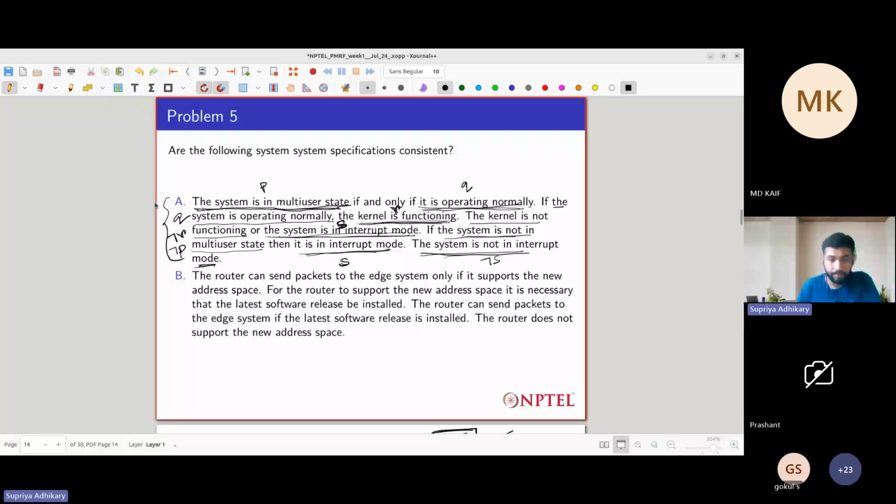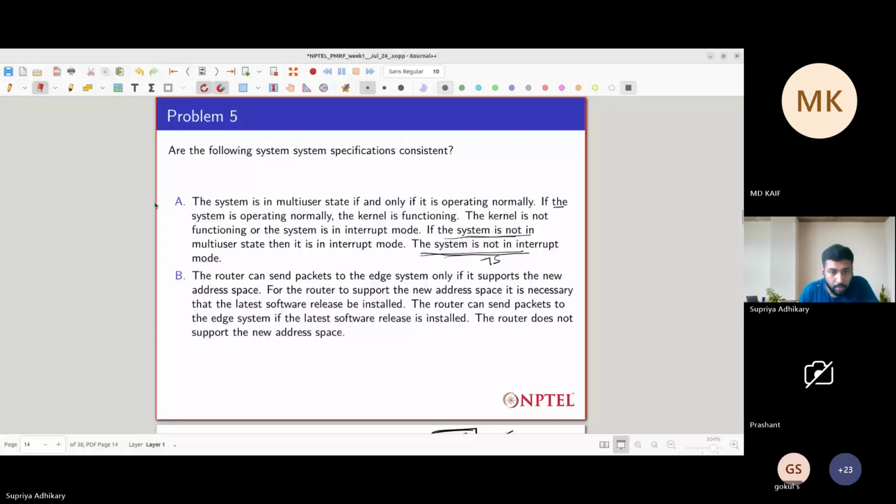Okay. Now let's go to this B over here. Now for B, we have: the router can send packets to an edge system. So this is the first proposition. We name it P. Only if it supports the new address space. So this is the second proposition. We name it Q.